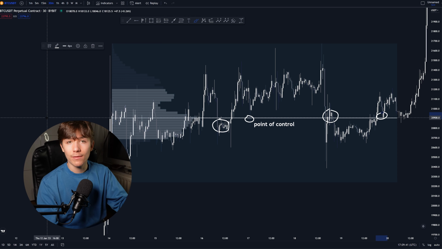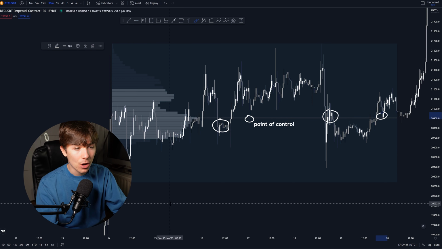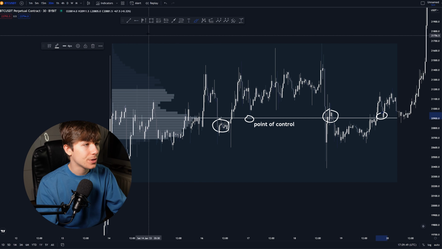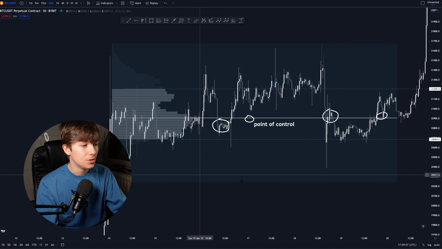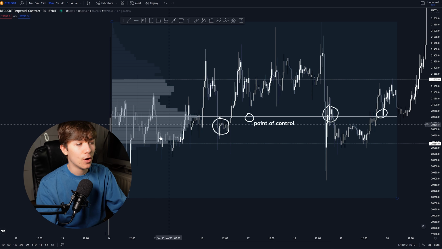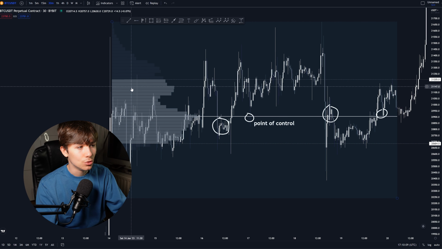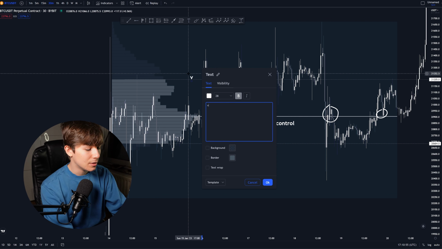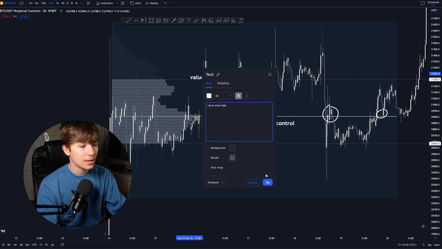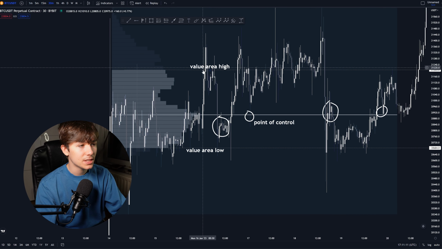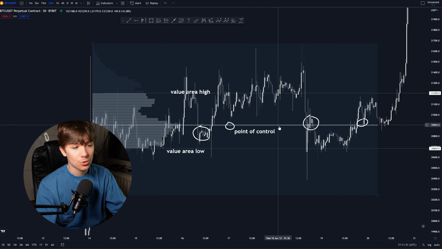But this is not the only level of support or resistance that we can use with this indicator. We can also use the value area high, which is this right here, and the value area low, which is this. This is where the big volume is coming in. You see right here, there are some dark bars, but here it switches from dark to gray bars. This is the area of interest. Here starts the most amount of volume. So again, this is the value area high, and this right here is the value area low. Now we have three levels of support and resistance. We can use this, this, and this, with the point of control being the strongest level of support or resistance.